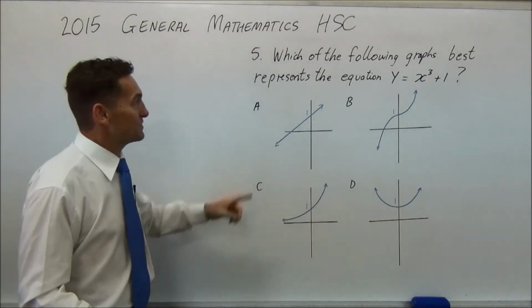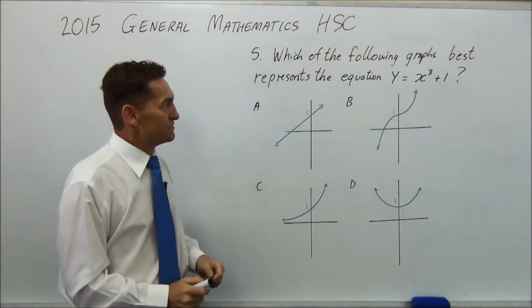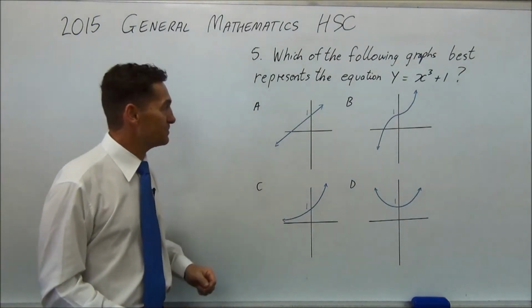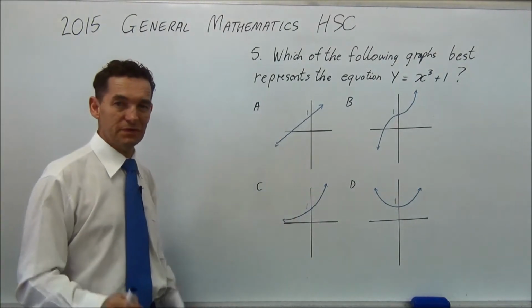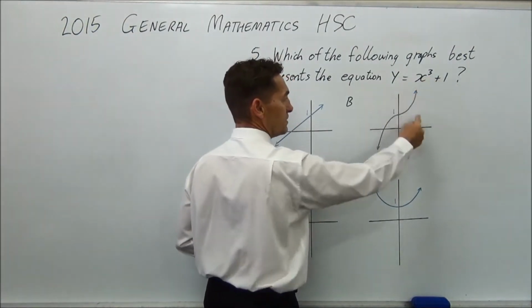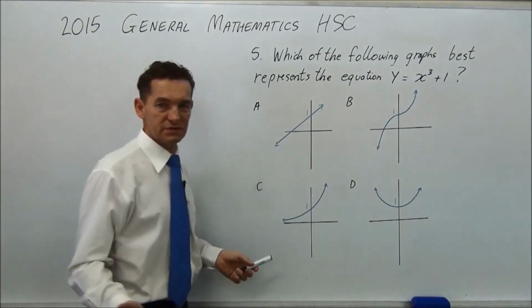G'day, back again. Question 5. Which of the following graphs best represents the equation y equals x cubed plus 1? And you're given 4 choices. Now, if you know your graphs, it's a piece of cake. That's a cubic, that's a cubic, the answer is obviously B.